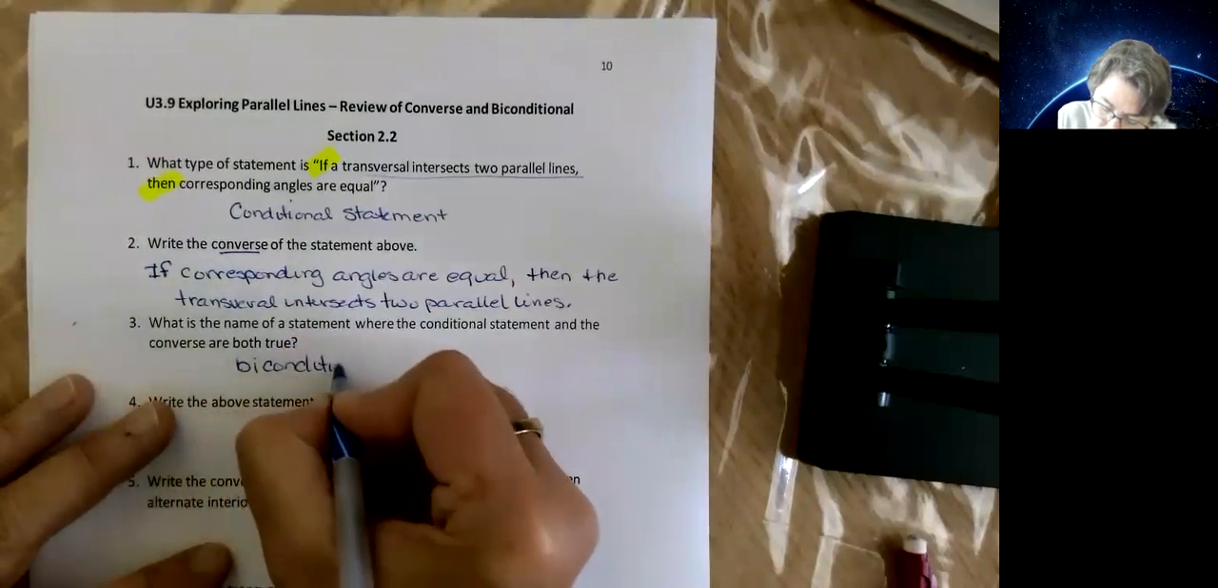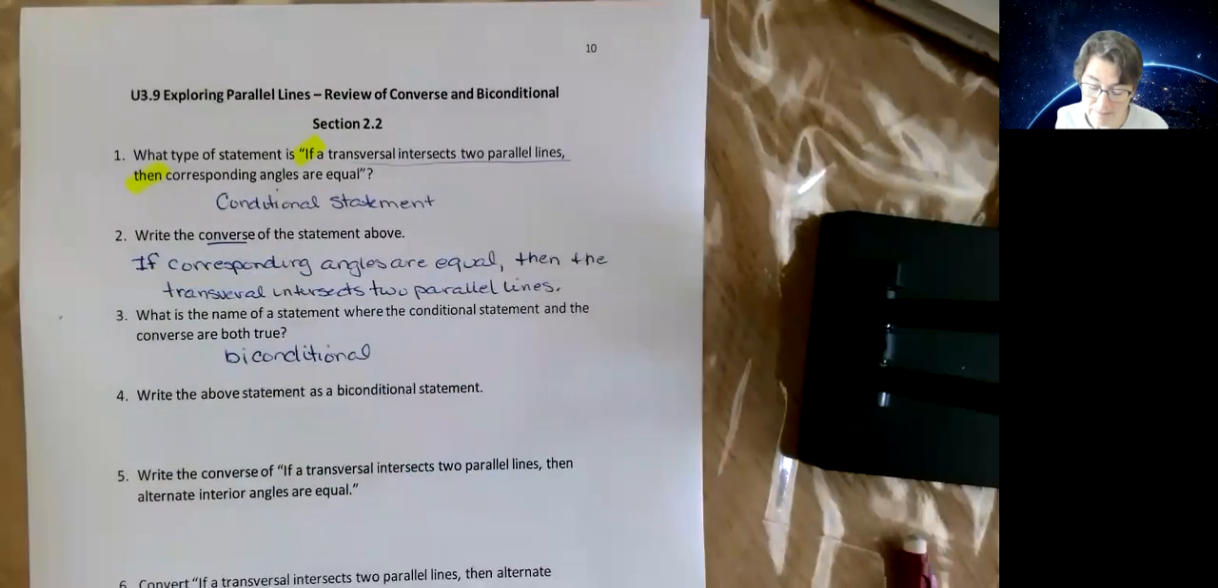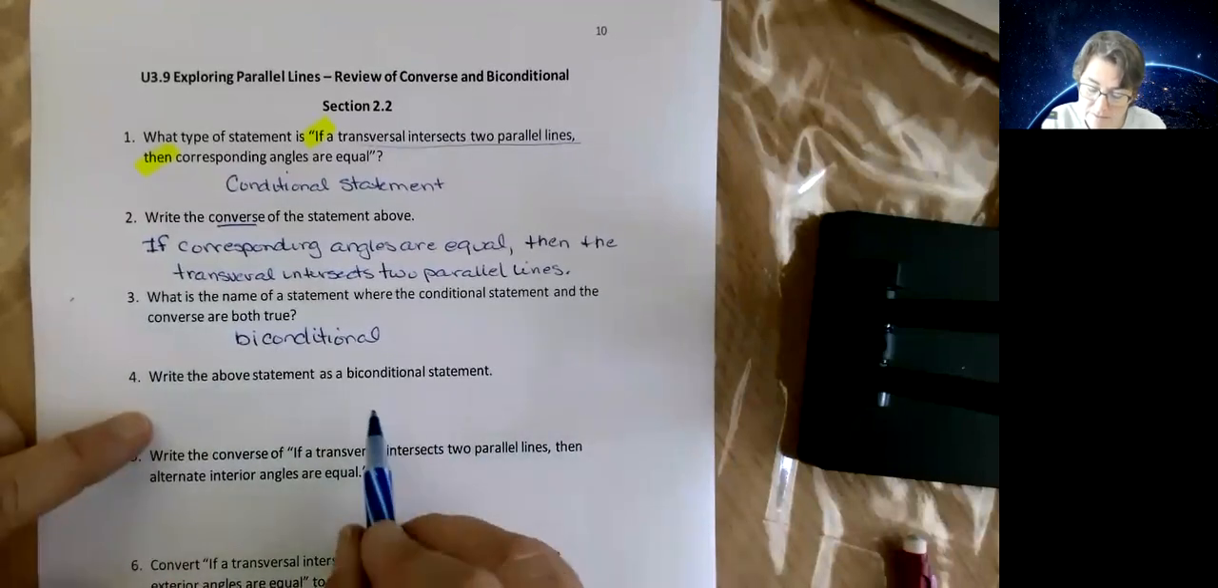What is the name of the statement where the conditional statement and the converse, like this, are both true? This is a biconditional. And I'm hoping if you read the questions and did this all beforehand, you're going, it really wasn't difficult because the answer kept being in the next line. Exactly. So write the above statement as a biconditional.